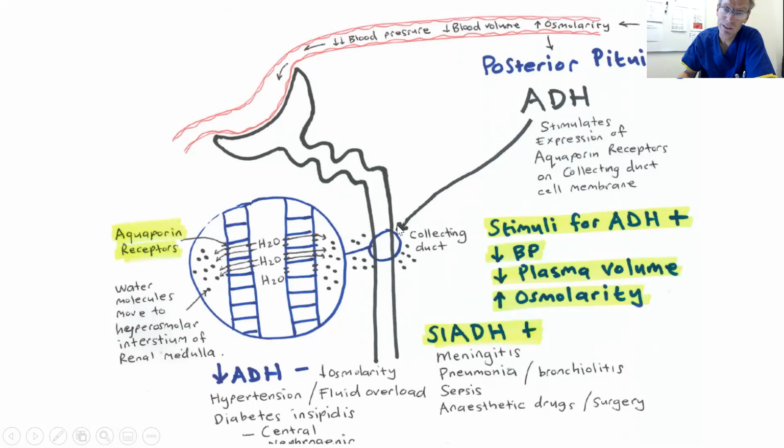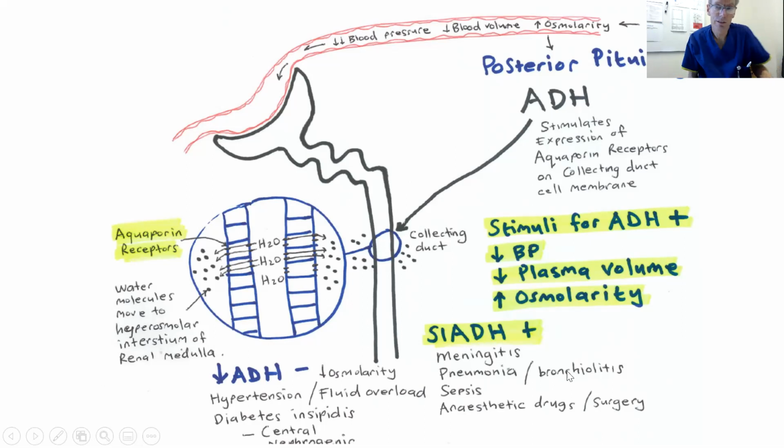And all that does is stimulate the collecting ducts of the renal tubules to absorb more water, so less urine is passed. Because you absorb more water, that corrects the hyperosmolarity, and because you're absorbing more water, you're correcting the hypotension or the hypovolemia. All right, so it's a very important defense against hypotension and hyperosmolarity.